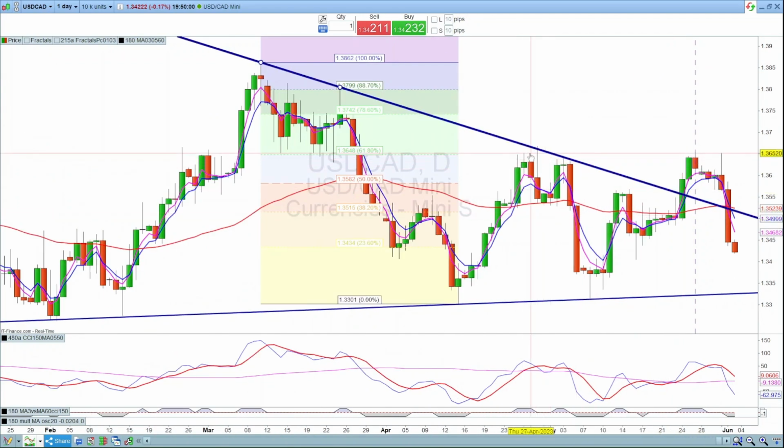But again, that 61% level is always a key area to look out for. In this case, it bounced down from there, and that coincided with this diagonal trend line, but it also bounced down from there again outside of that diagonal line as well.